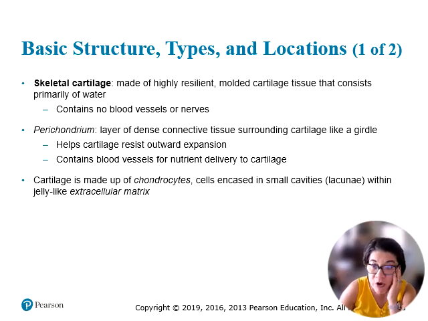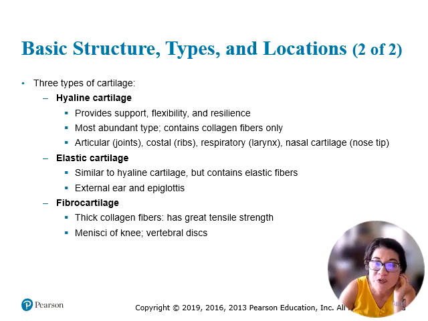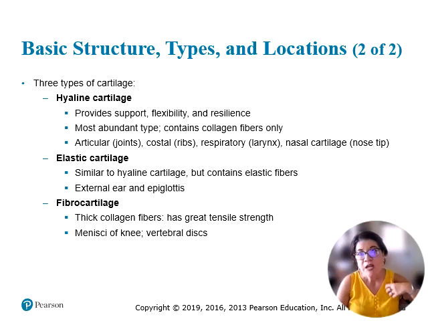And so cartilage is made of chondrocytes. We've seen that term before. Cyte means cell and chondro means cartilage. And the cells are in little cavities called lacunae, so we'll see that. There's three types of cartilage. There's hyaline, elastic, and fibrocartilage.